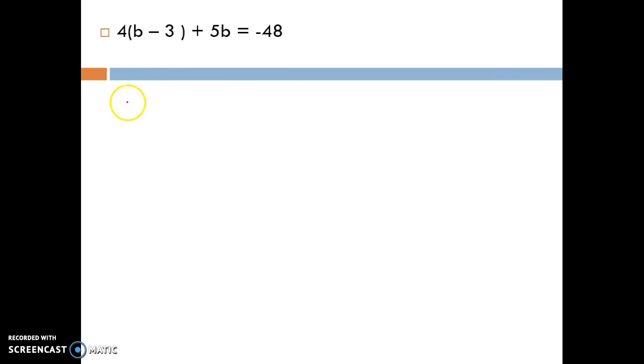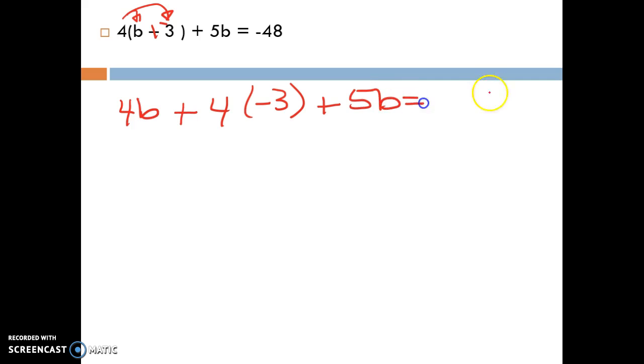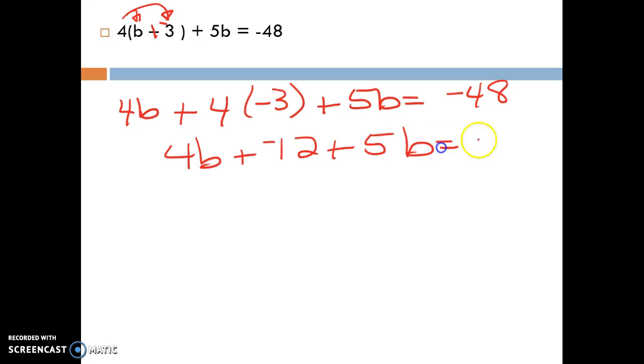Last one. We will distribute our 4. We get 4b. Again, make sure we subtract. Change the subtract to addition of the opposite. Plus 5b is equal to negative 48. 4b plus a negative 12 plus 5b equal to negative 48. 4b plus 5b is equal to 9b.